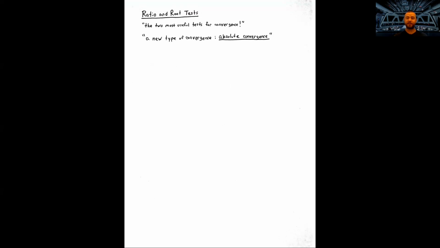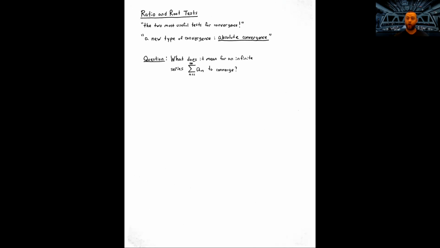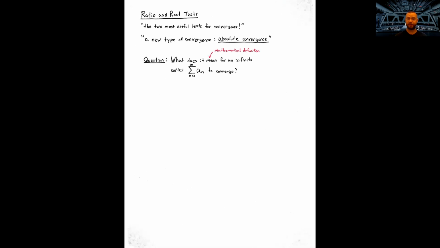These two tests are stated by introducing a new type of convergence called absolute convergence. So we have to explain what that is before we get to the ratio and root tests and their statements. So let's think about our first way to understand what it means for an infinite series to converge. This goes back to our definition. The word mean here, what does it mean mathematically?